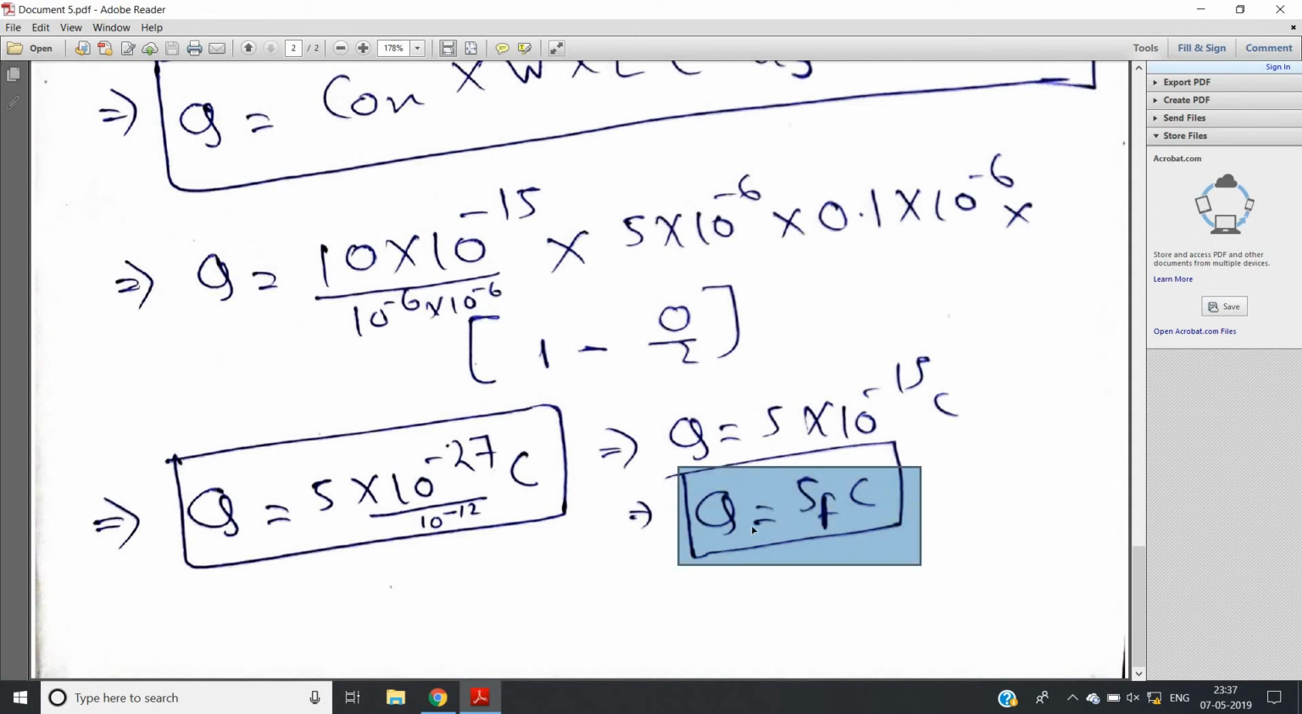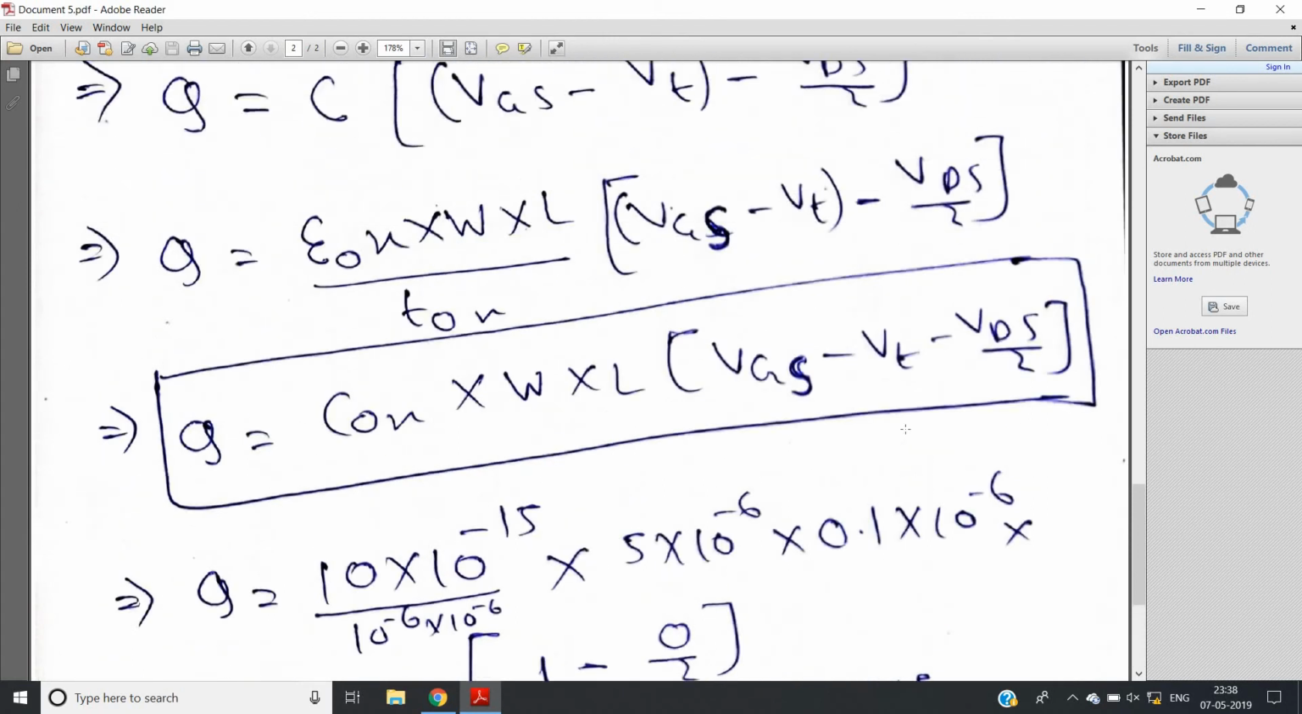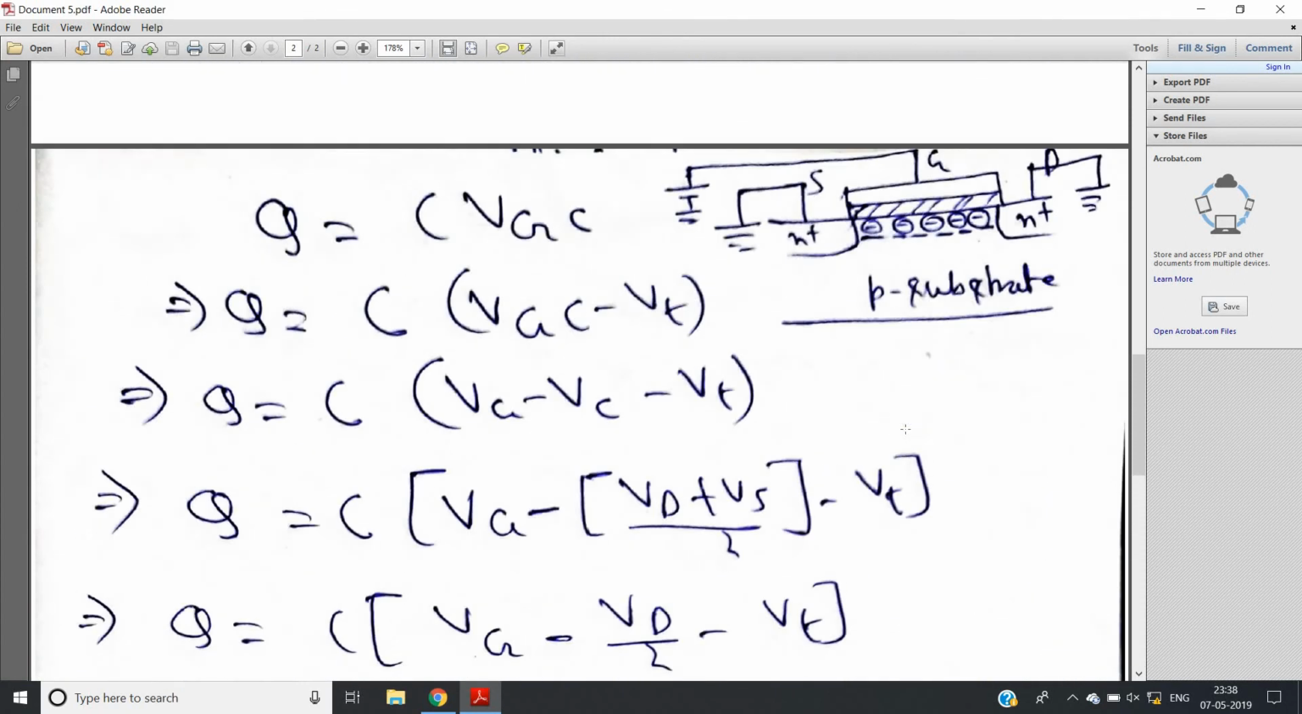See here, you need not worry about units. Why? Because you have already converted all the units to SI, right? So obviously the unit of Q is going to be coulomb. After simplification you have got 5 into 10 to the power minus 15 coulomb. We can replace the 10 to the power minus 15 coulomb by femtocoulomb, so the amount of charge stored in this channel is 5 femtocoulomb. But if you want to avoid this last step, you can keep the answer as it is, 5 into 10 to the power minus 15 coulomb, and that is also fine. In this way you can solve numericals based on the amount of charge stored in the channel.